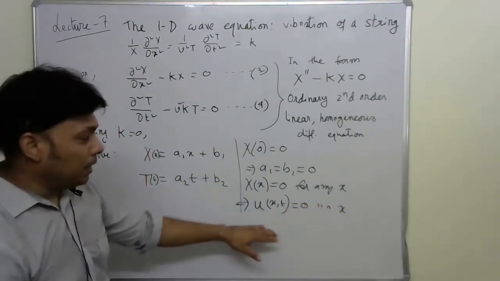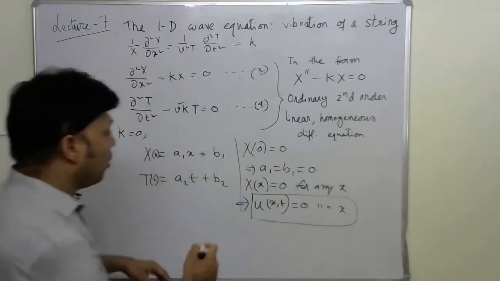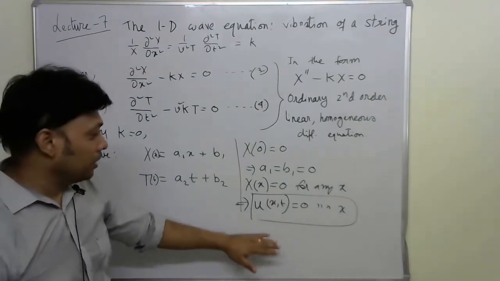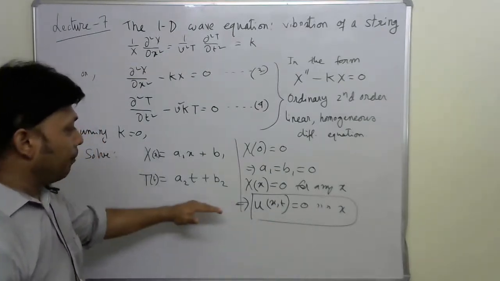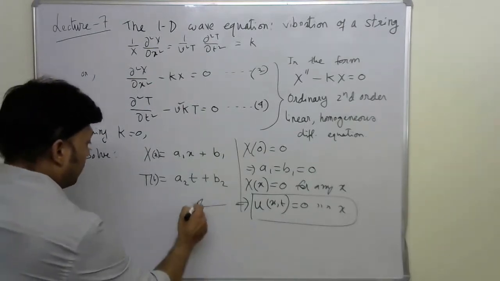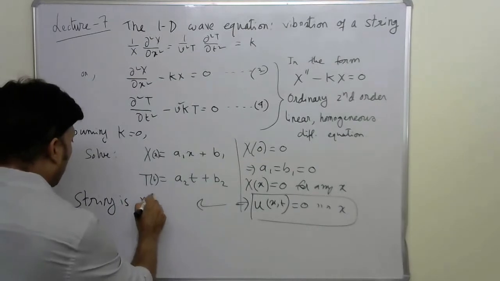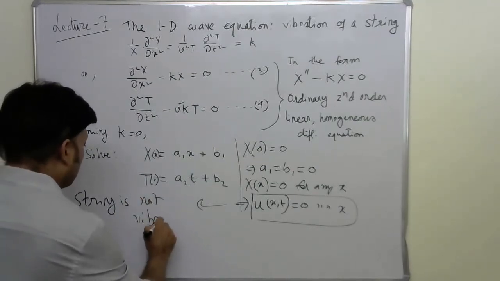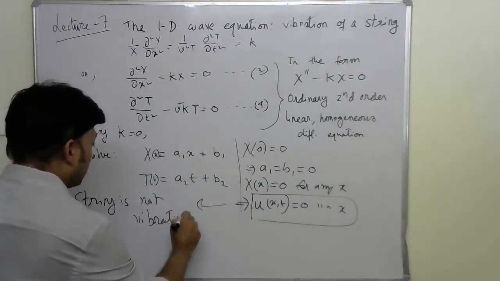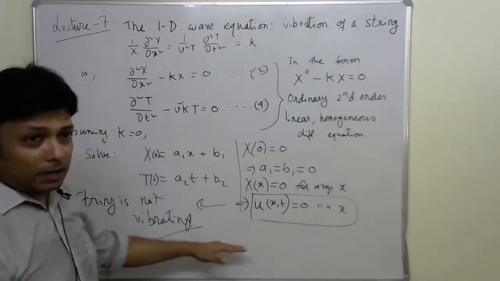So what does that mean? That means this assumption that k is equal to 0 would automatically get me a situation where the amplitude function is 0 for all values of x. So that means my string is not vibrating. It is at horizontal position all the time. So what is that called?